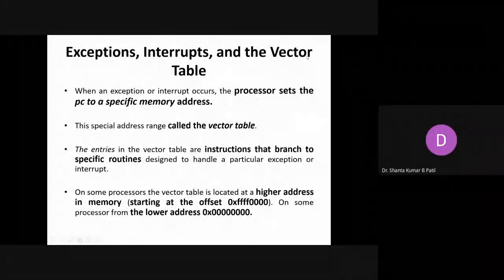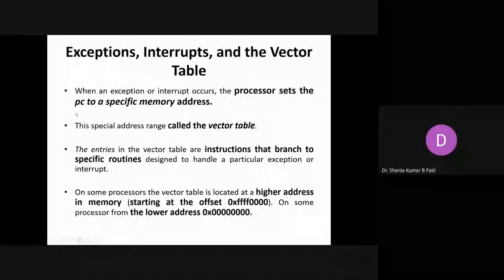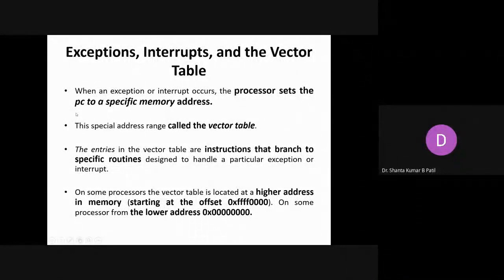So, exceptions, interrupts, and the vector table. When an exception or interrupt occurs, the processor sets the PC to a specific memory address. As I told, when an interrupt occurs, the processor has to execute the ISR of the particular device which generated the interrupt. This is possible only if the PC is loaded with the starting address of the ISR. For example, for divide by 0, it executes the ISR of the divide by 0. At the back end, it then pops the message to the monitor that a divide by 0 occurred.